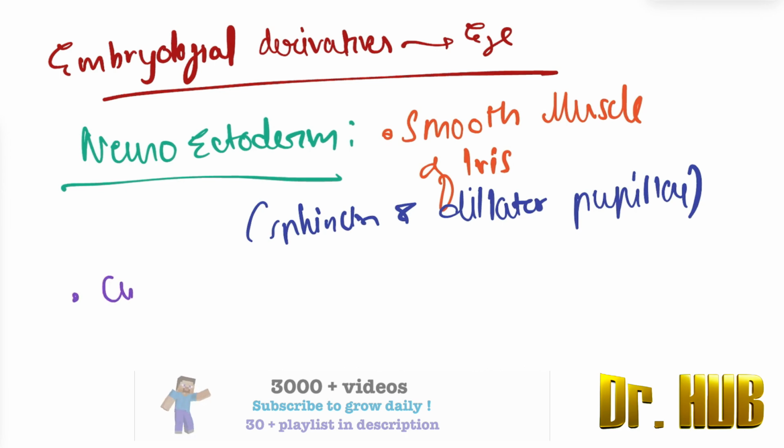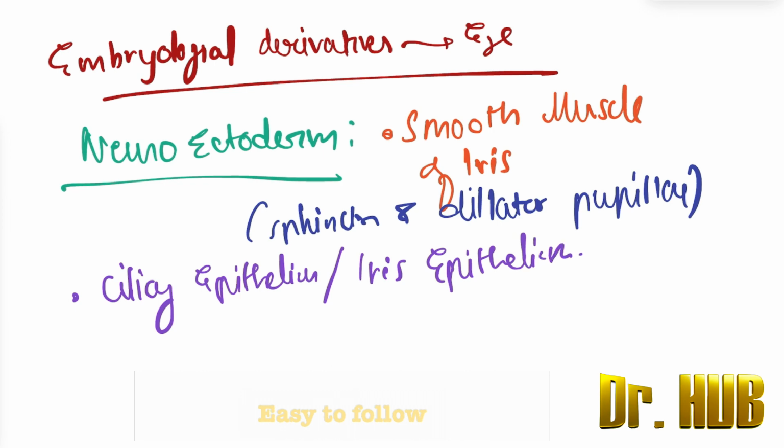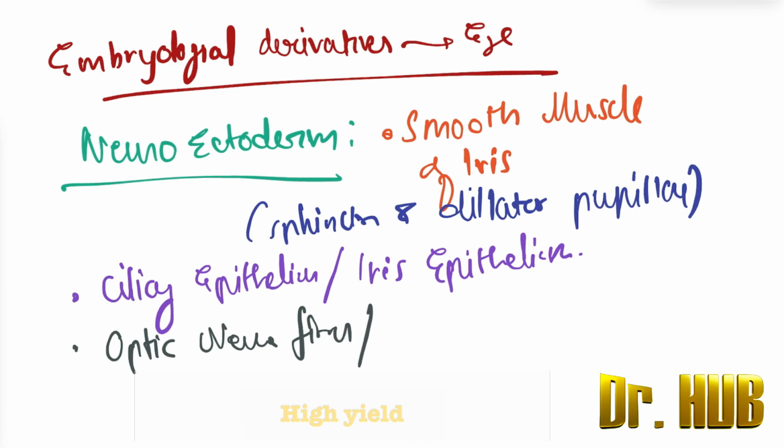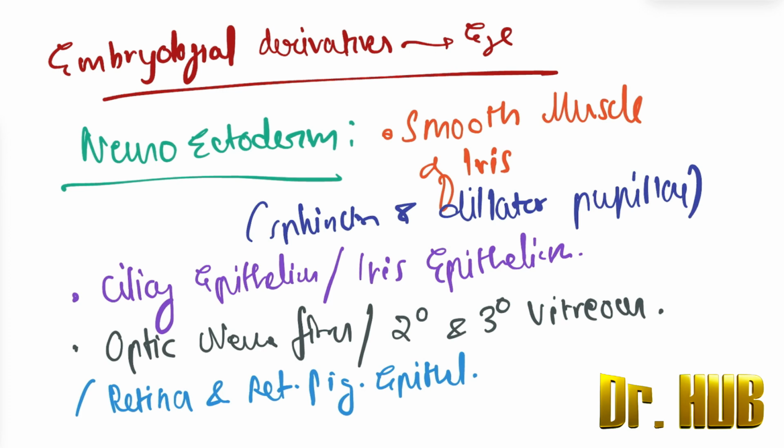Next comes the ciliary epithelium and also the iris epithelium. Next, there are the fibers of the optic nerve, and also the secondary and the tertiary vitreous. Then comes the retina and the retinal pigment epithelium. So this was about the neuroectoderm.